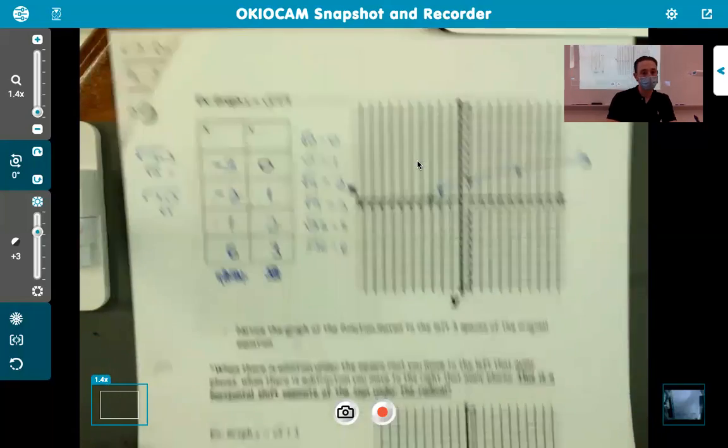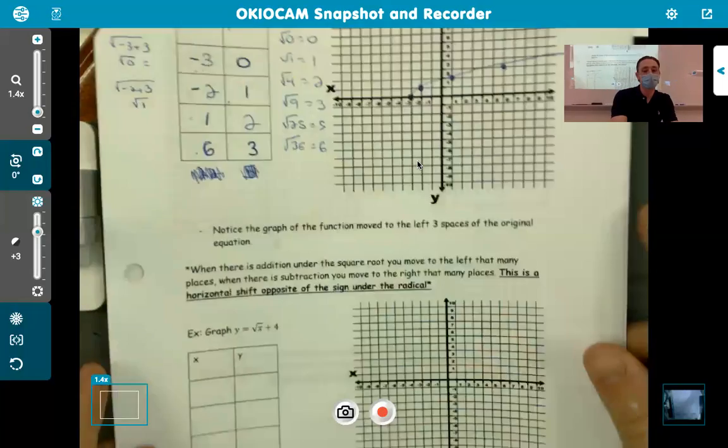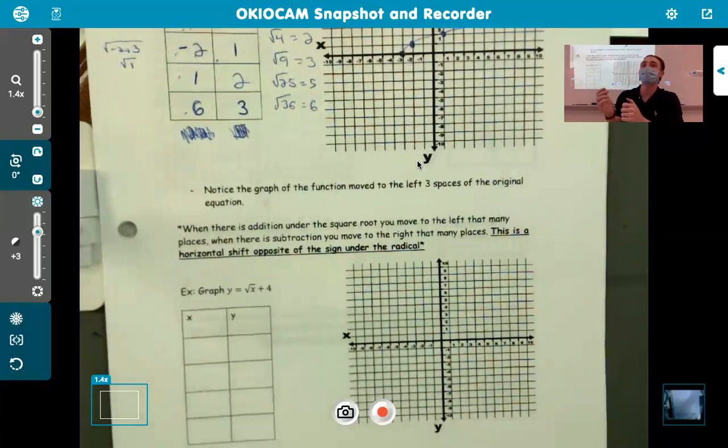One thing that's included here in the notes, notice that we did kind of the opposite of whatever our sign told us, right? The first example, I subtracted 2 and I moved to the right 2. This example, I added 3, I moved to the left 3.